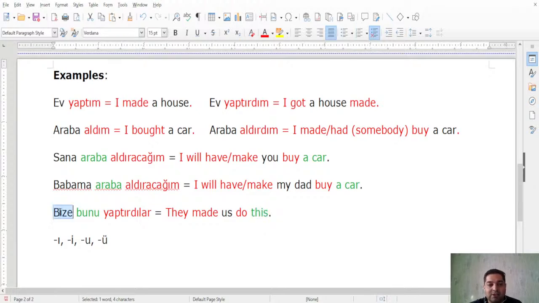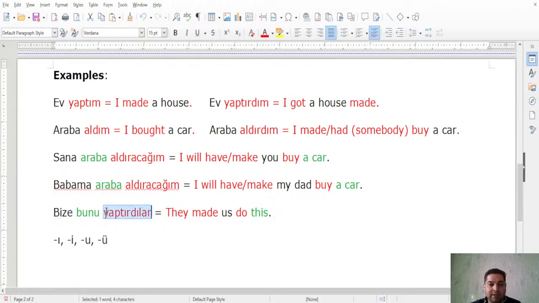So bize means to us, right? It's the dative case of biz. Biz is us or we. And bize means to us, right? It's a dative case. And therefore it makes what? Here we mention somebody made, right? But who is that? It is us. Bize bunu yaptırdılar. They made us do this.